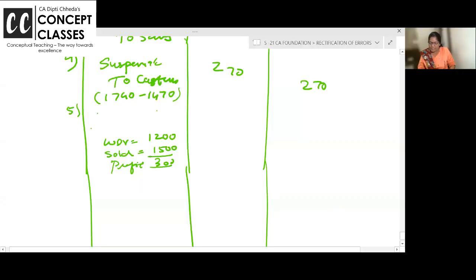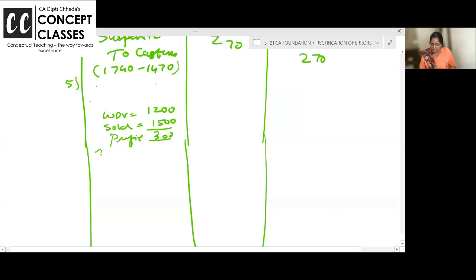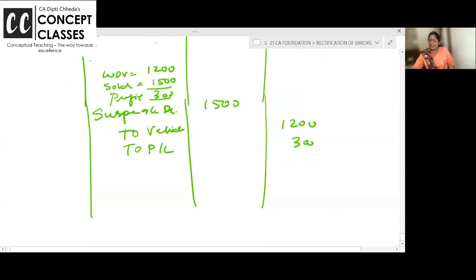Now, 1,500 sale value is recorded. So bank is debited. But what do you have to record now? Suspense account debit to vehicle 1,200, to profit and loss 300, and suspense account 1,500. Please take your time and tell me if these are good combined entries. The level of the problem has gone up from where I started the class today.